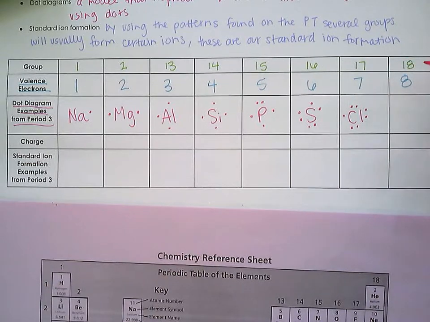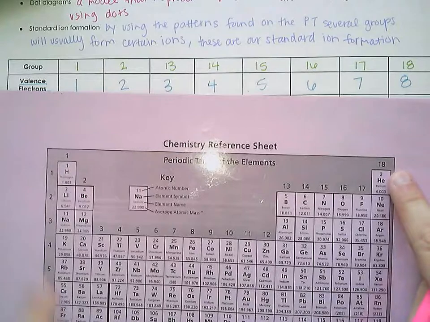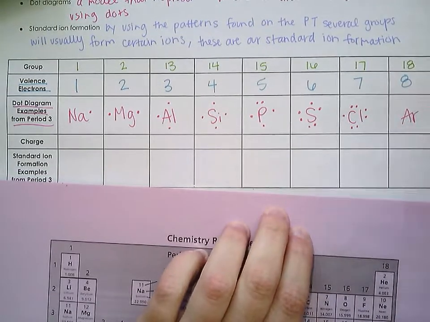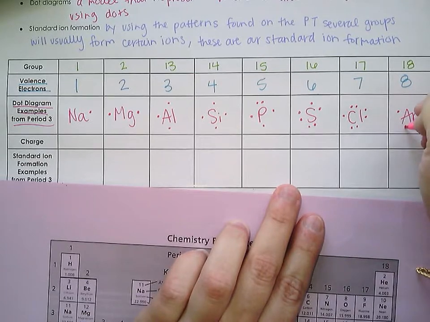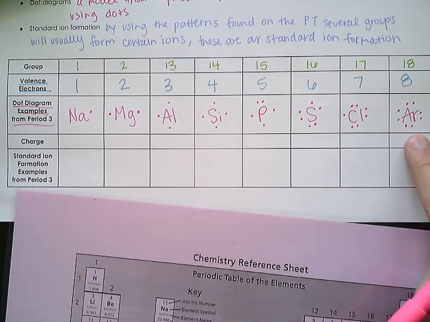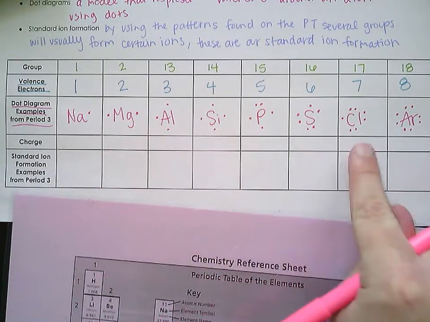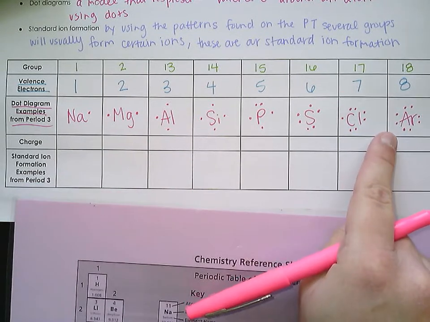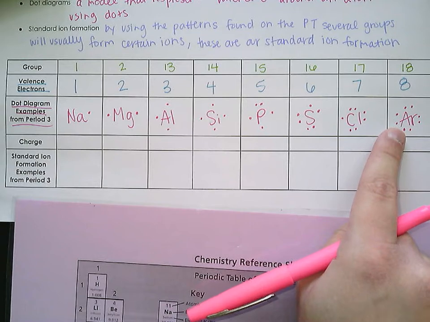And the last one for our dot diagrams, group 18, period 3, and we have argon. And it has all 8. Now this is a full octet. You notice all these others, they still have some space where I could put a dot. Argon doesn't. It's full. That is why we say sometimes it's satisfied.